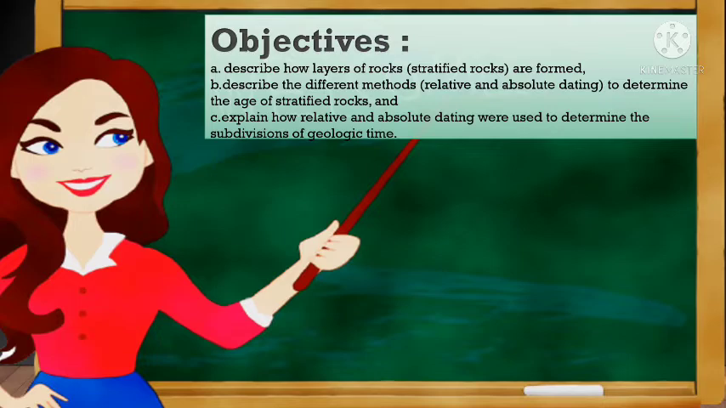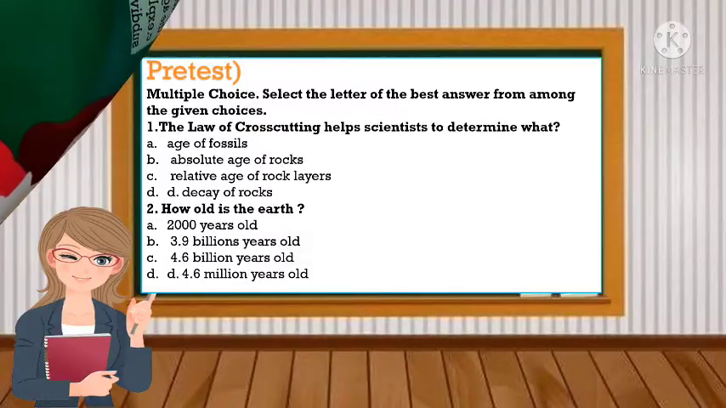First is to describe how layers of rocks are formed. Second, to describe the different methods, which is the relative and absolute dating, to determine the age of stratified rocks. And of course, explain how relative and absolute dating were used to determine the subdivisions of geologic time.